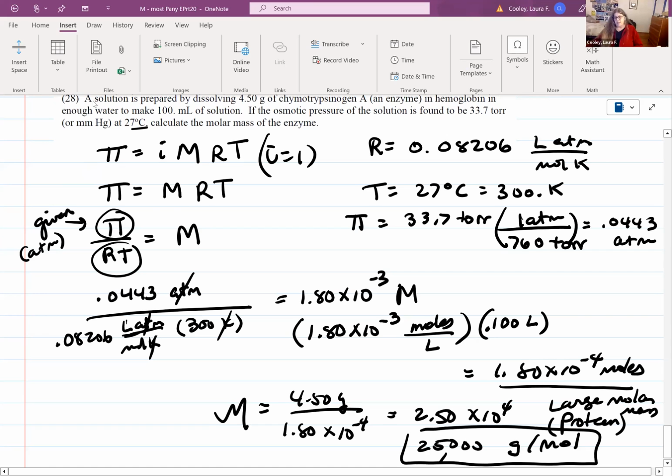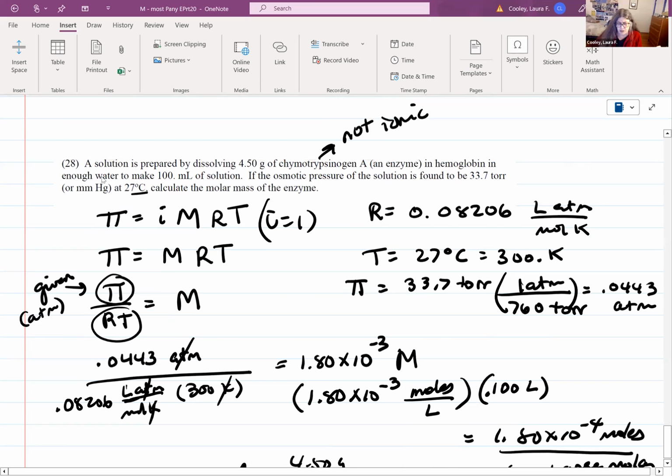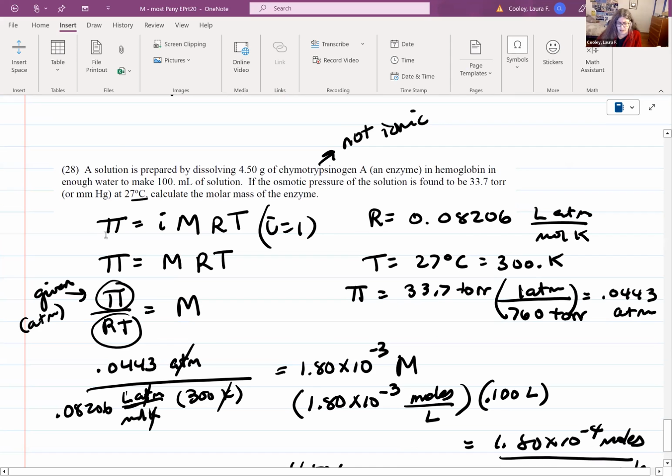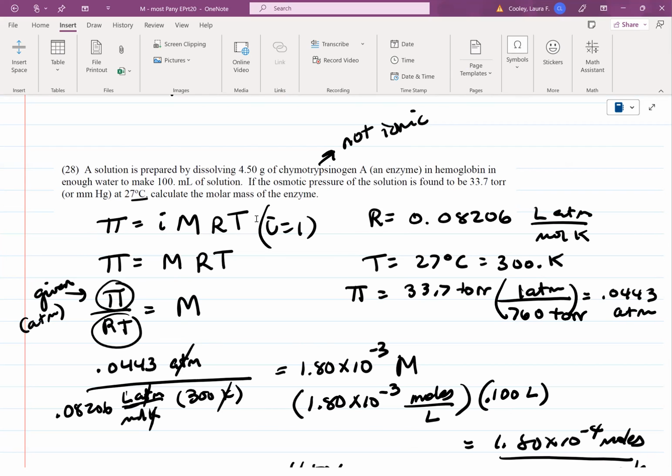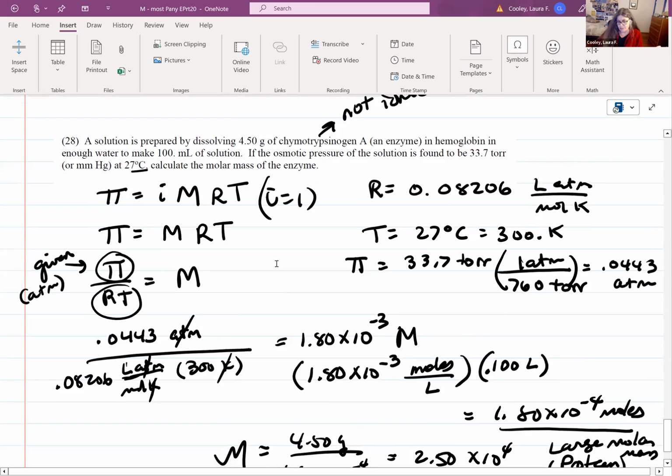So that's a difficult kind of osmotic pressure problem. You could also be asked, what is the osmotic pressure if you're given the amount of grams and the volume, and you calculate the molarity. So anyway, that's how you do that problem.